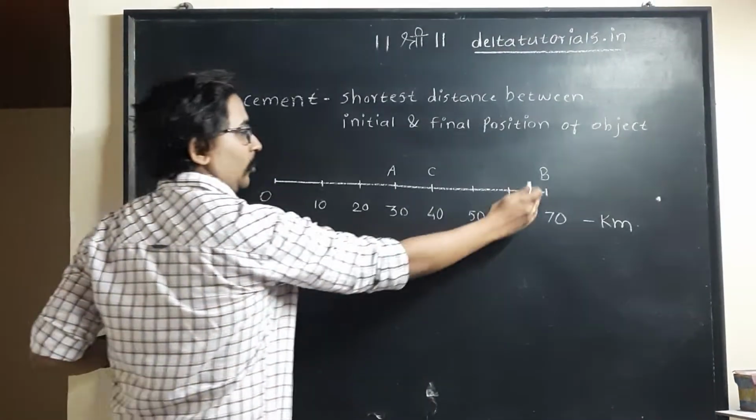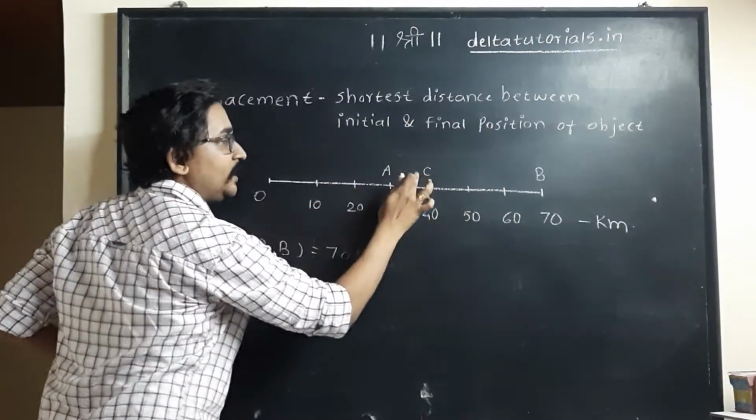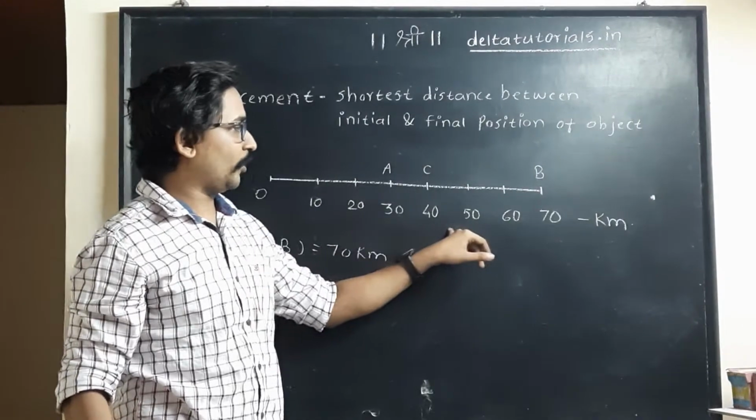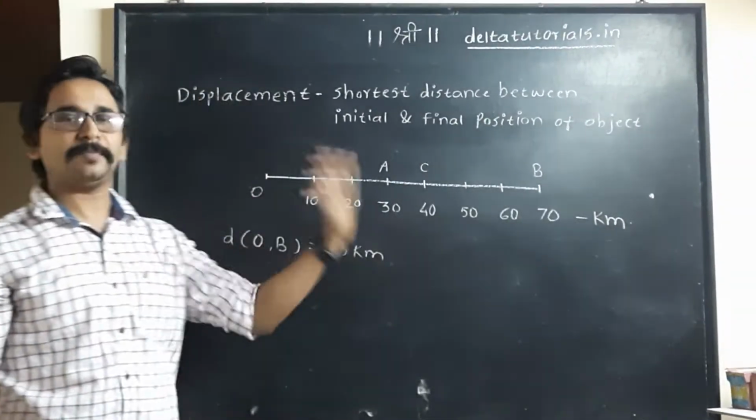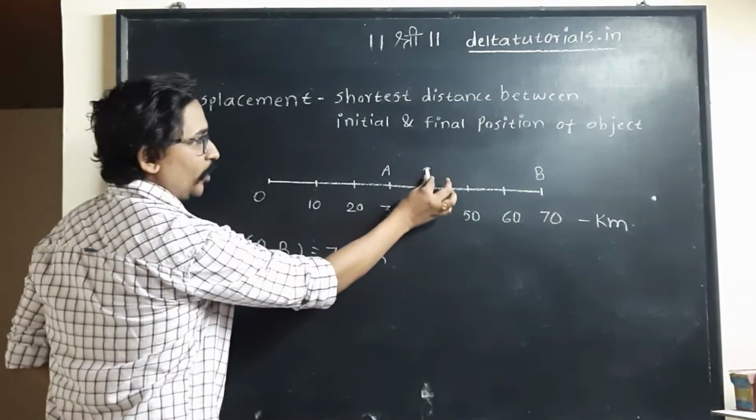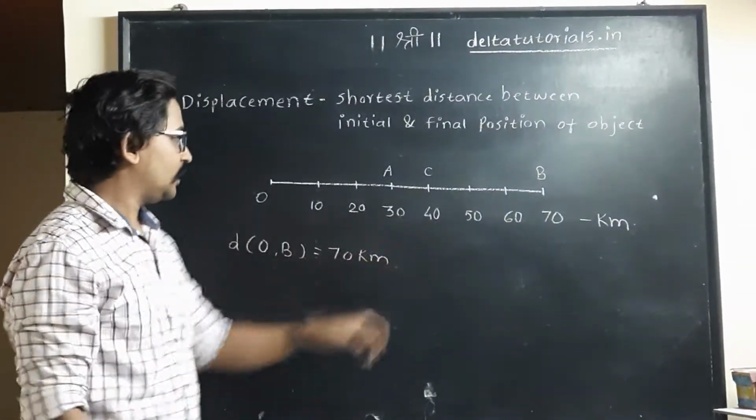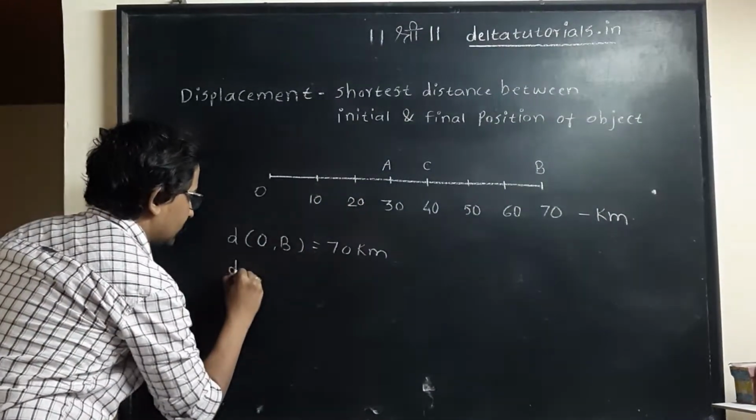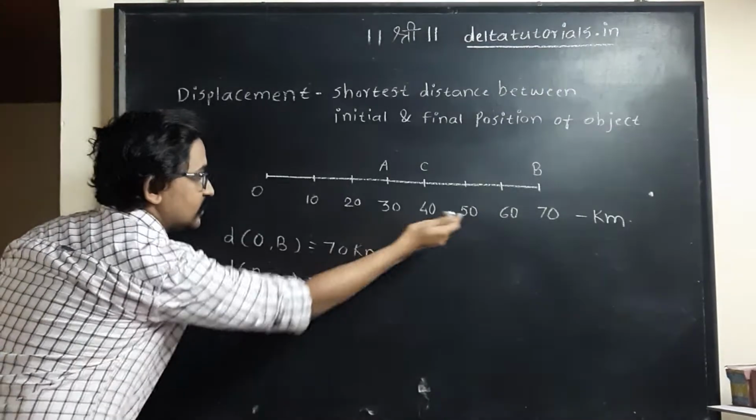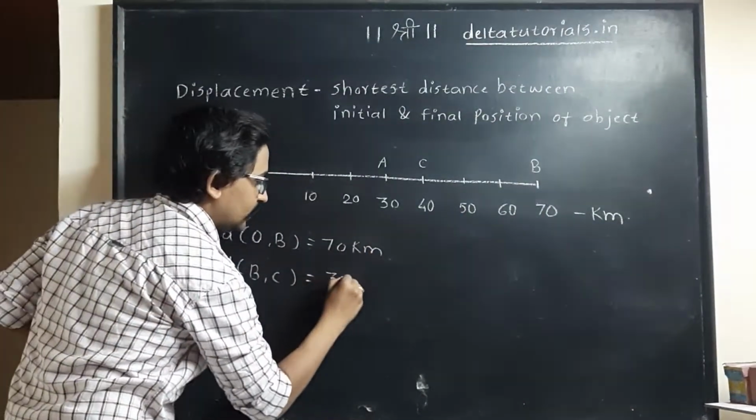Now, that object is coming back from point B to point C. So the distance between point B and point C, we can simply find by subtracting 40 from 70, because at point C the calibration is 40 kilometers. So the distance BC is 70 minus 40, that is 30 kilometers.